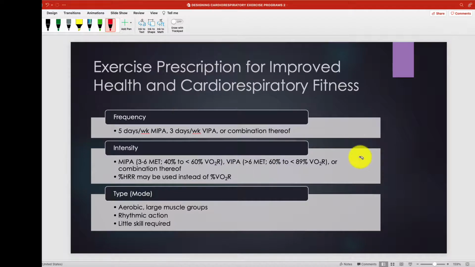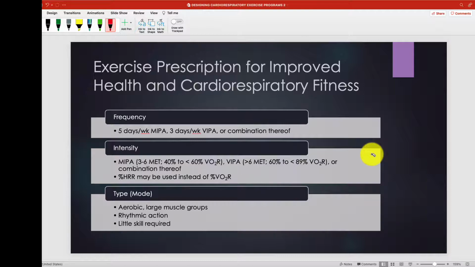Let's get down to the nitty-gritty and refresh. Types of cardiovascular fitness exercises include rhythmic, repetitive activities that involve large muscle groups and are performed over prolonged periods of time. That being said, intensity is going to be low and time is going to be high. I just wanted to start off with that.